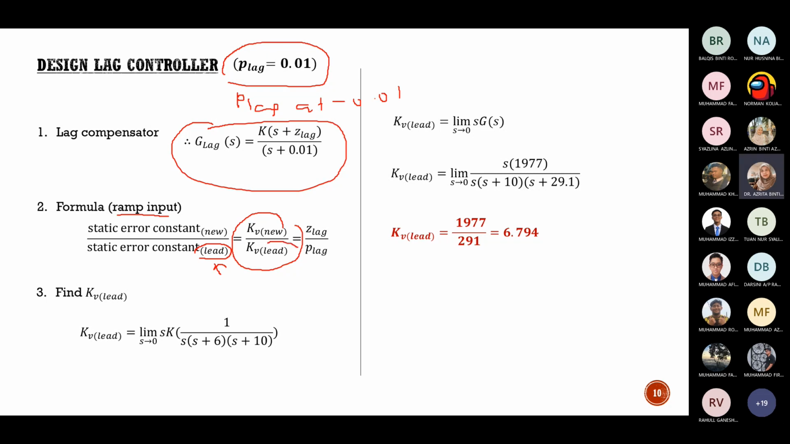Part here, the difference between a lag compensator alone with the lead. So for the KV old or static error constant old, we replace it with the lead. Okay, Z lead over P lead. And then we find the KV lead or KV old. Before this, we found the KV old. So the next step for the lag compensator, we will find the KV lead. So use this formula.